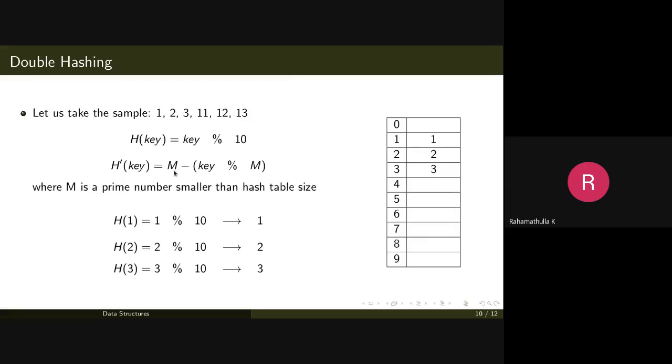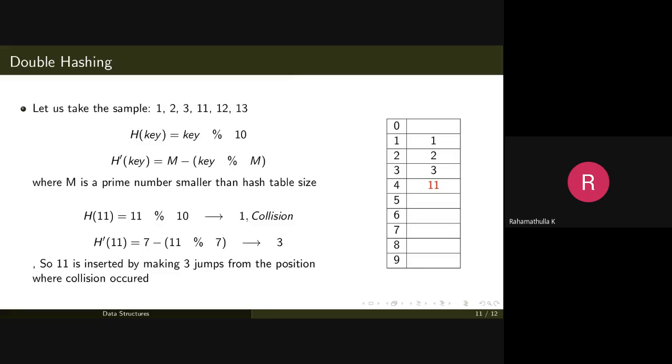H dash of key is equal to m minus key mod 10, where m is a prime number which is smaller than the hash table size. So in this case, let's see an example.